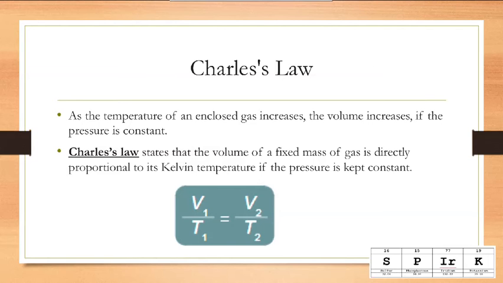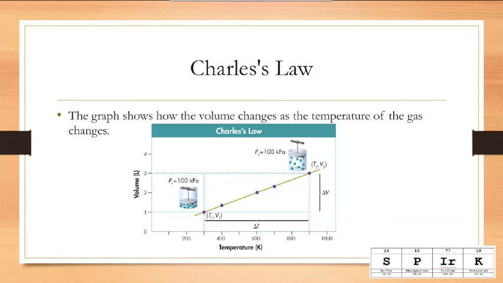So next up is Charles' law. As the temperature of an enclosed gas increases, the volume increases if the pressure is constant. Charles' law states that the volume of a fixed gas is directly proportional to its Kelvin temperature if the pressure is kept constant. And now this part is very important. We need to make sure that this is going to be in Kelvin.